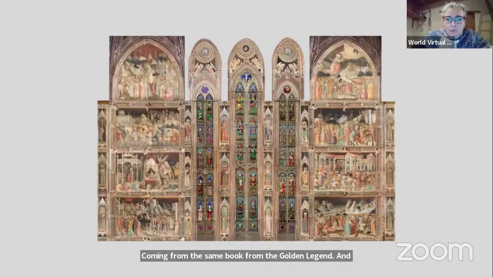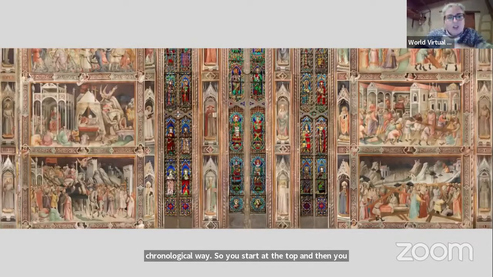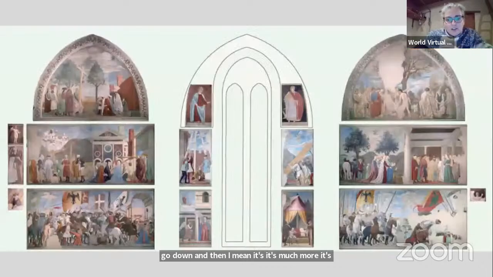And this was painted earlier. This was painted by Agnolo Gaddi. He painted that in the 14th century, so in the 1370s, 80s. So this is 70 years before Piero della Francesca, but it's the same story. But this is organized in a chronological way. So you start at the top and then you go down, so it's much more logical. It's the story. But Piero della Francesca didn't do that.